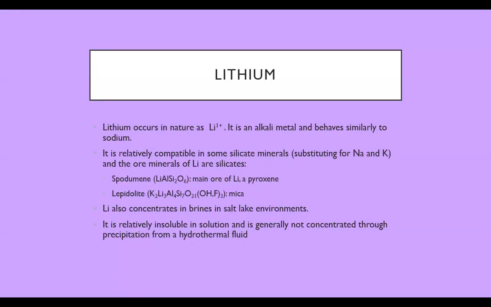Lithium occurs as 1+, is an alkali metal and behaves similar to sodium. So it will move into felsic systems preferentially, because sodium likes to be in the felsic environments. So pegmatites are a common lithium source, and lithium mainly substitutes into common rock-forming minerals. So one of the common ores is spodumene, a lithium pyroxene, or lepidolite, which is a lithium mica.